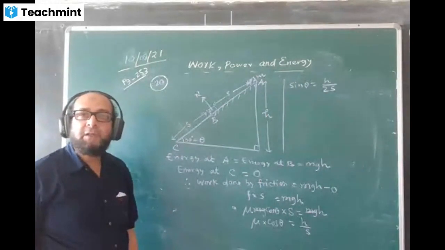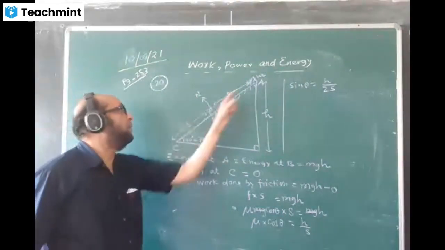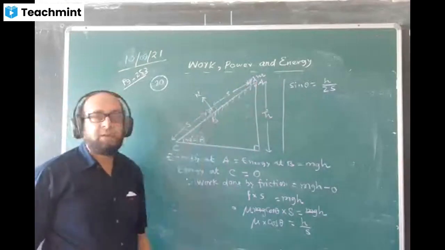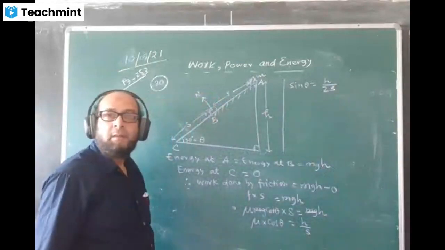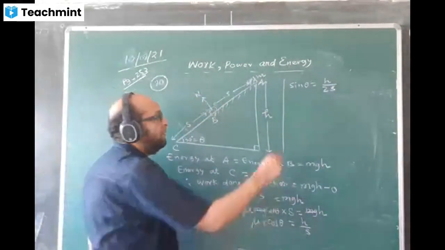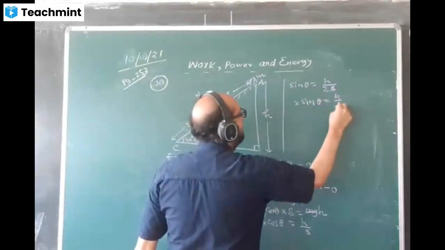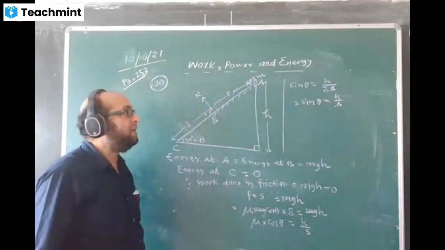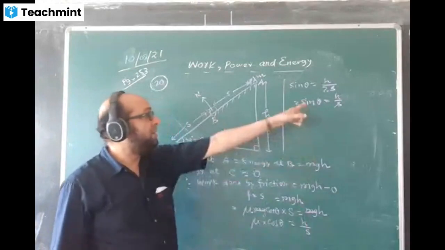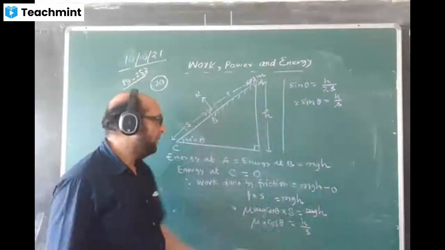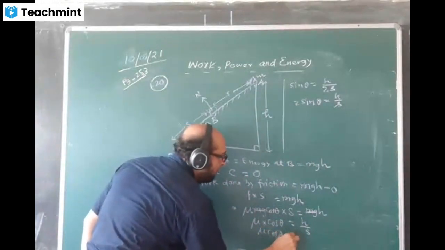Is it correct? Please check. Sine theta is perpendicular by the hypotenuse. From here to here, the whole thing is the hypotenuse, s plus s, that is 2s. So 2 sine theta is equal to h by s. I'll put this value here. Let us write mu cos theta is equal to 2 sine theta.